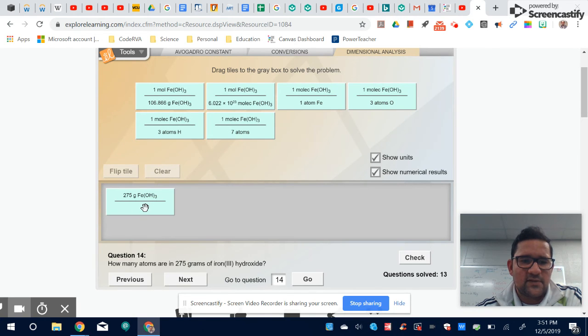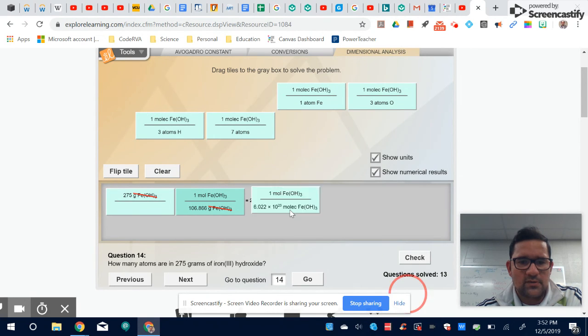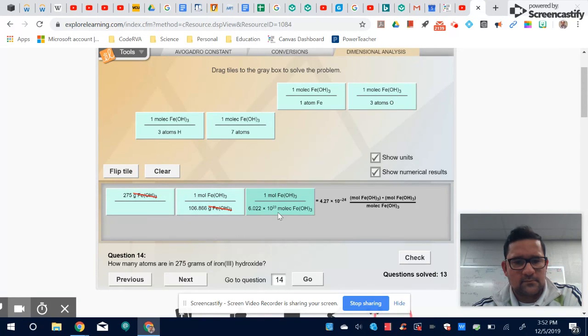So we have 275 grams of iron 3 hydroxide. I'm going to go ahead and convert this to moles first. I'm going to grab this tile right here. Grams cancels out, I'm left with moles. Now I'm going to go from moles to molecules using Avogadro's number, but I'm going to have to flip the tile. And then from molecules, I'm going to have to go to atoms. Now, this is iron 3 hydroxide. There are 3 hydrogens in there, 3 oxygens in there, and 1 iron. So that's a total of 7 atoms.